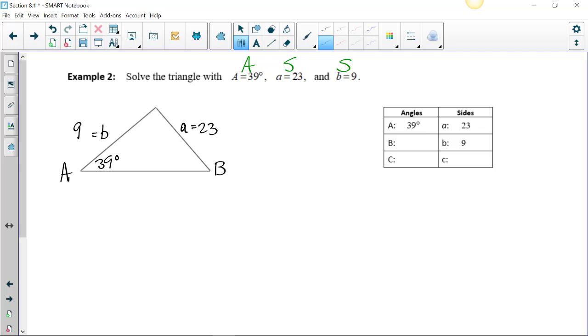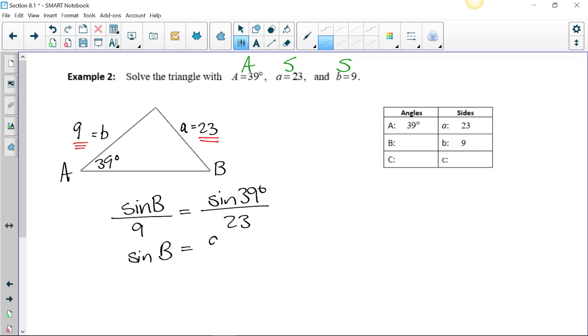Well, my guess is I'm going to be able to make a triangle because 23 is quite a bit longer than 9. But what I want to know is, is it long enough to make one triangle, but short enough that I could swing it around and make two triangles? Once again, set up a proportion to find angle B. So the sine of B over 9 is equal to the sine of 39 degrees over 23.